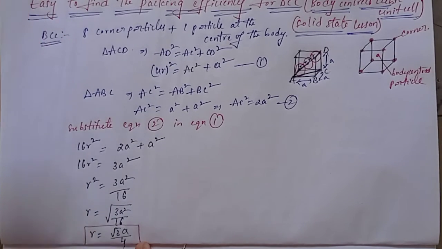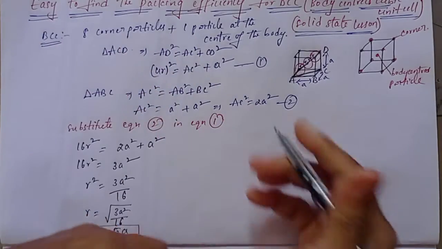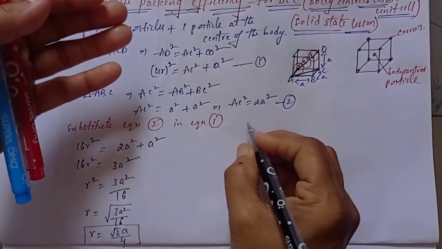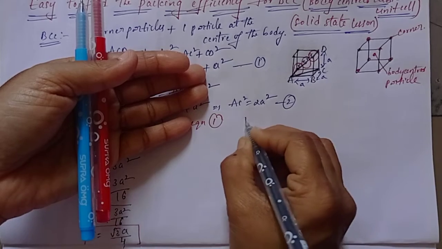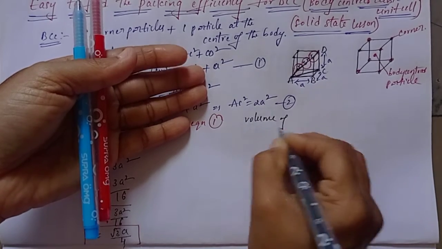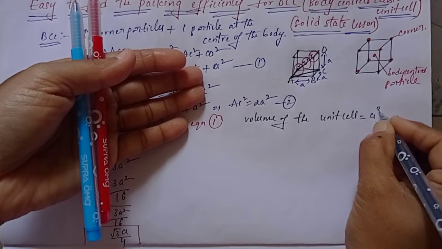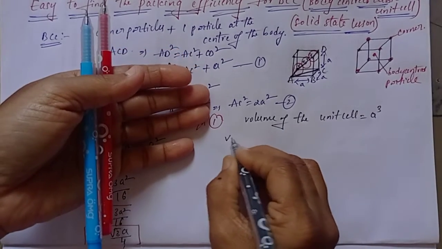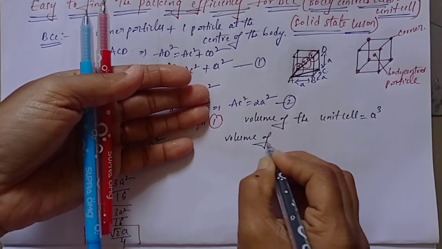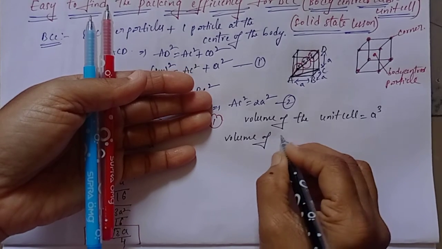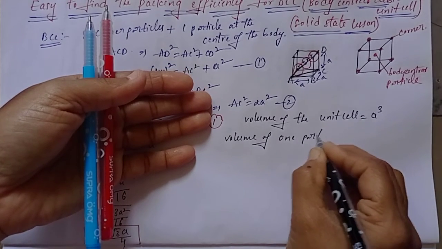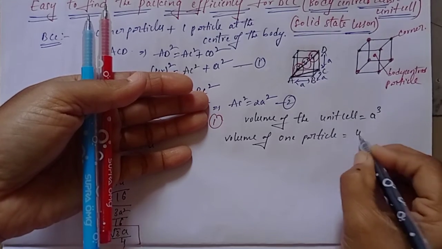This is the atomic radius completed. Now I am first taking the volume of the unit cell. What is the volume of the unit cell, students? Volume of the unit cell is equal to a cube. Okay, next, the volume of one particle. Volume of one particle is equal to how much, students?